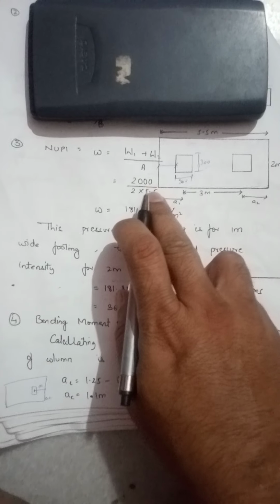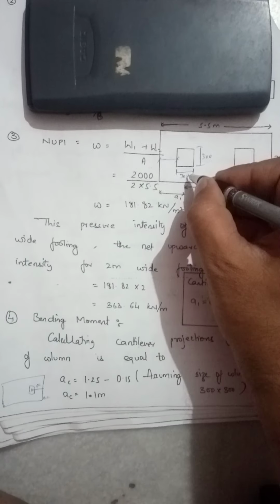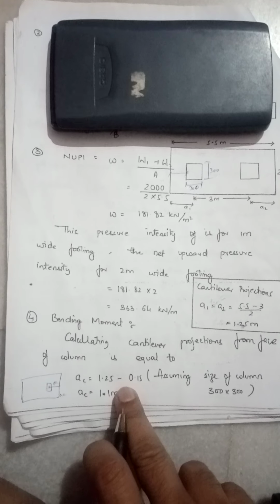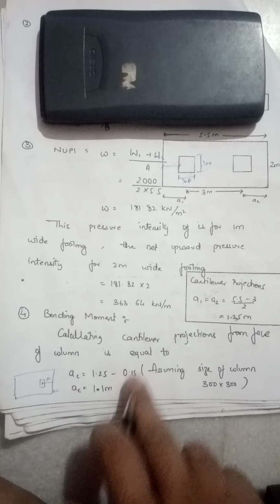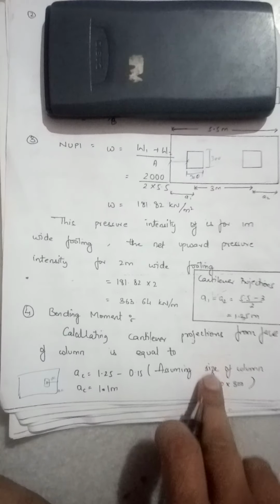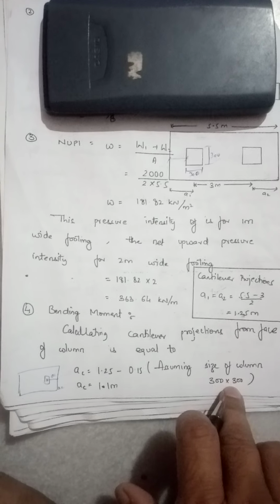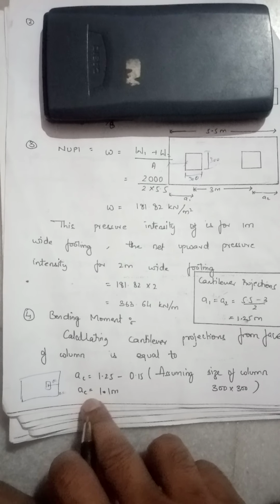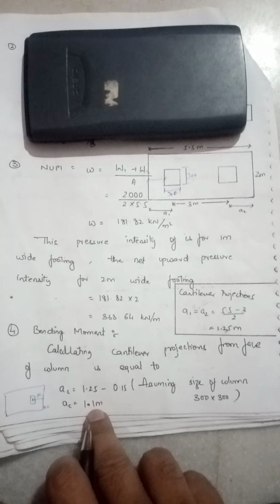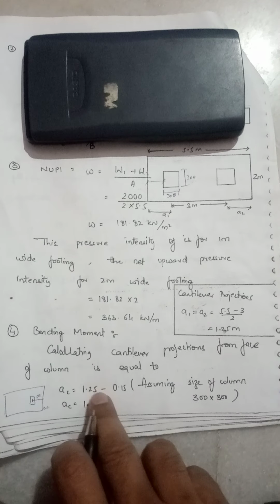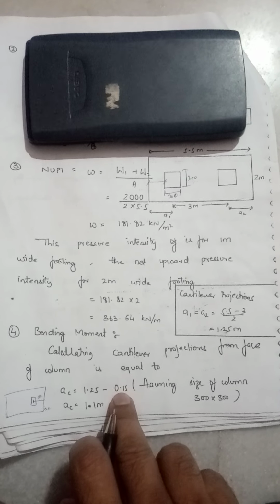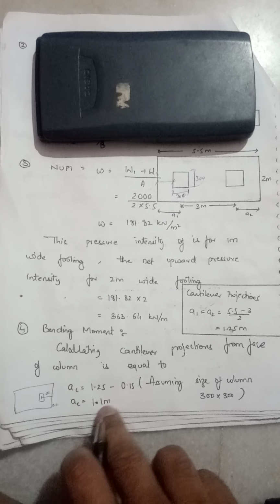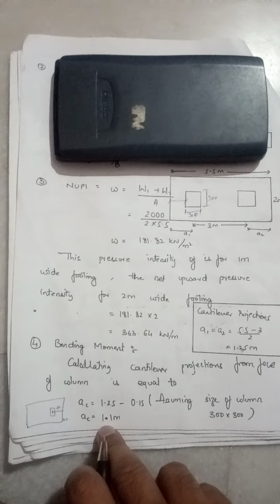Now my A1 is till the center of the column. So I take A1, 1.25, minus half of the size of the column in meters. The column is 300 mm by 300 mm, so 300 mm is 0.3 meter, and half of that will be 0.15 meter. I have just removed it. So this projection from the face of the column is 1.1 meter.